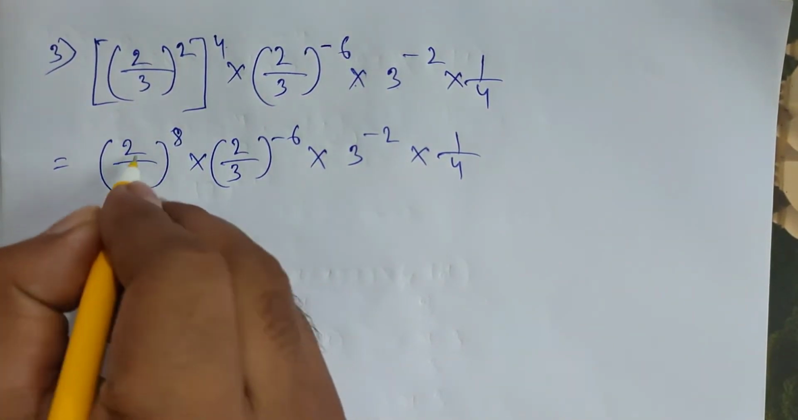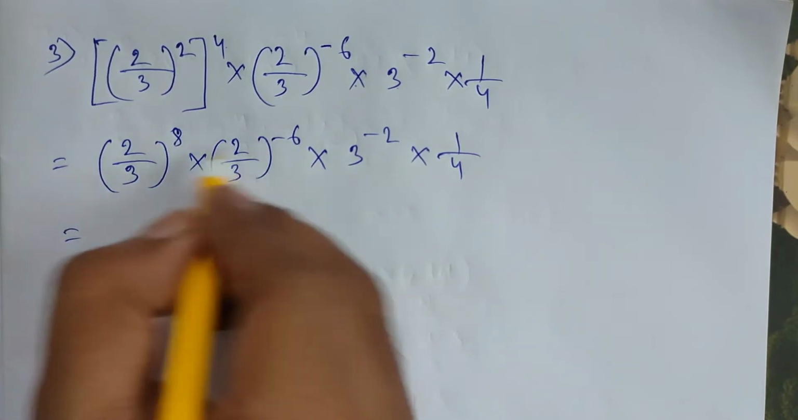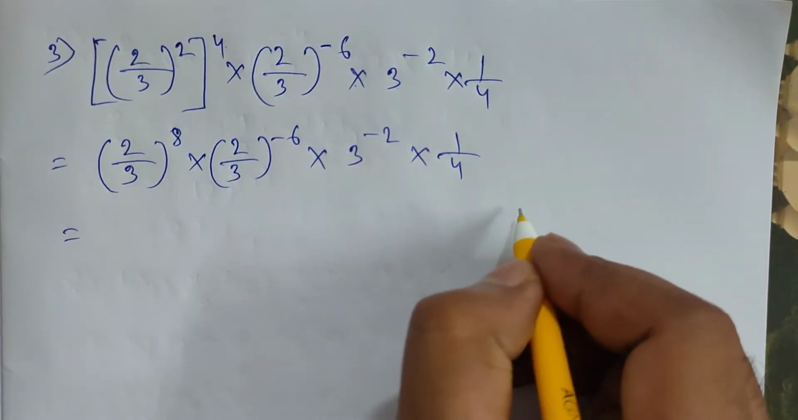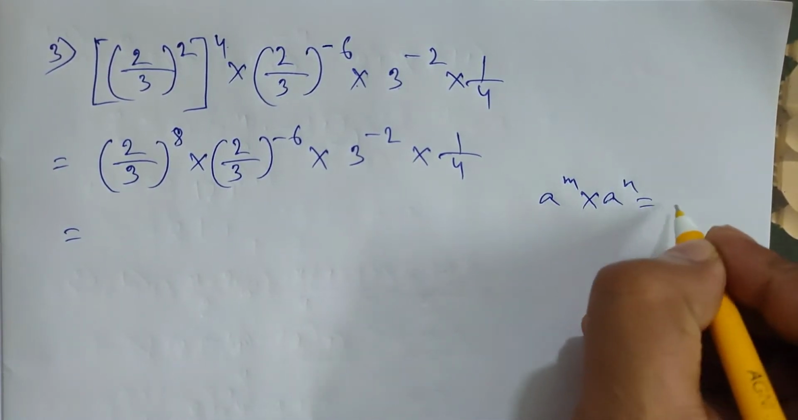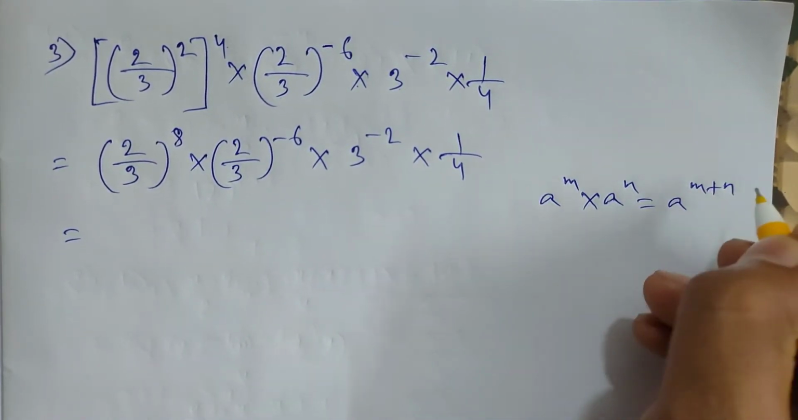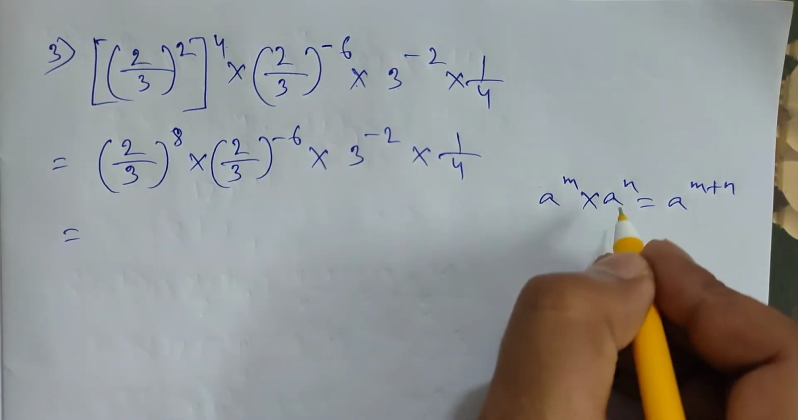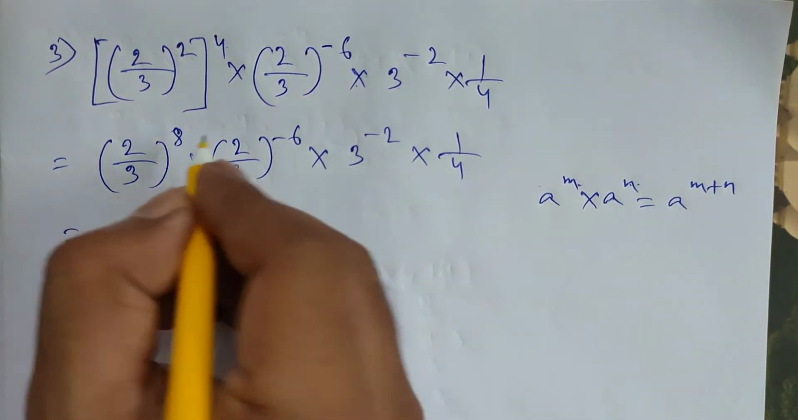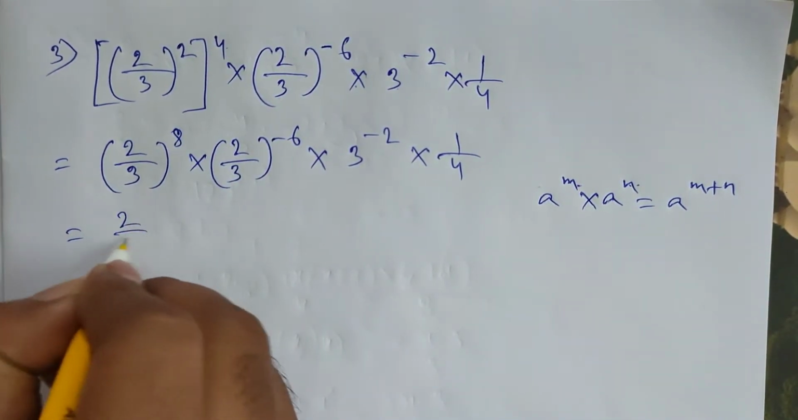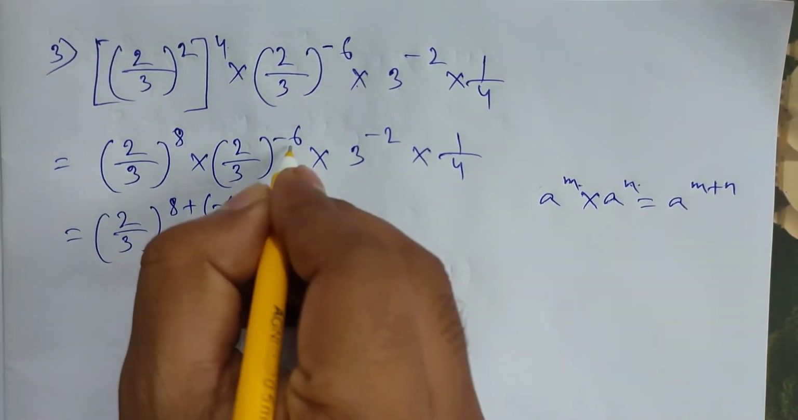Next, just follow, 2 by 3 is here, also 2 by 3 is here, and power is different. So we know one formula, a to the power m multiply a to the power n, it will be a to the power m plus n, because 2 by 3 and 2 by 3 both are same, here is a in both. So the power will be addition, so m plus n. So similarly (2/3) whole to the power 8 plus or minus 6, because here is a minus 6.